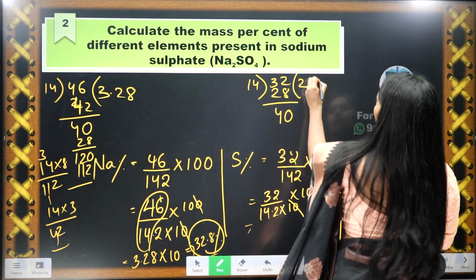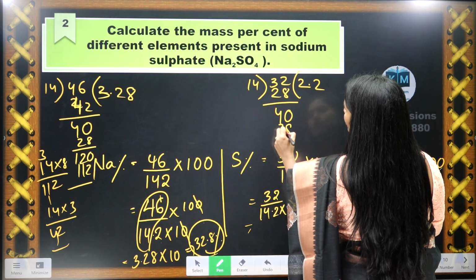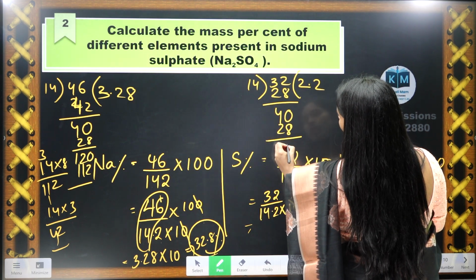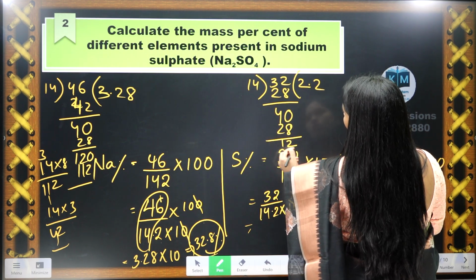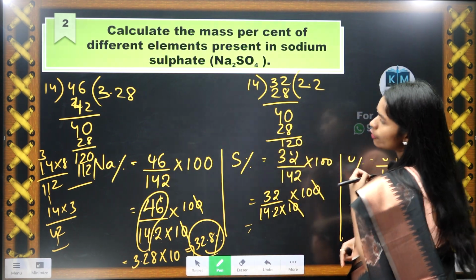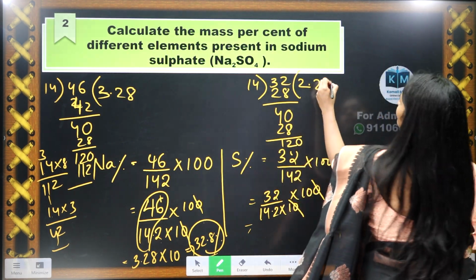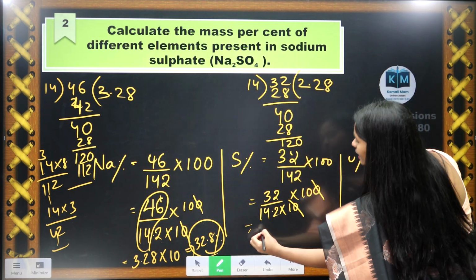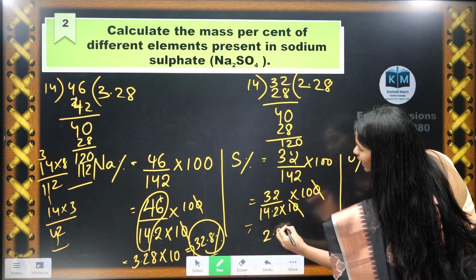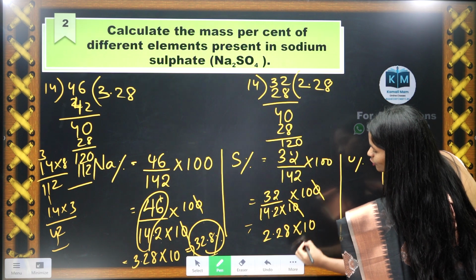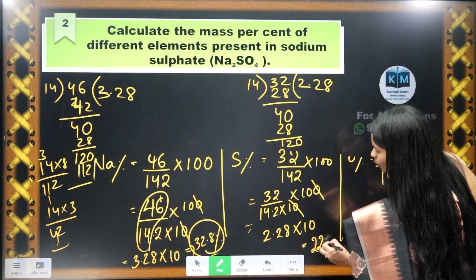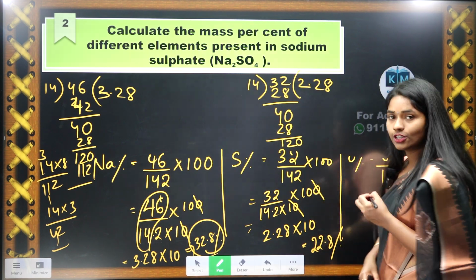No, 14 2s, I'll write. 14 2s, again 28. Then 12 is left. So, 14, here I'll keep 0. 14 8s are 112. So, I'll be getting here 2.28 into 10 is left. So, how much is the percentage? 22.8%.